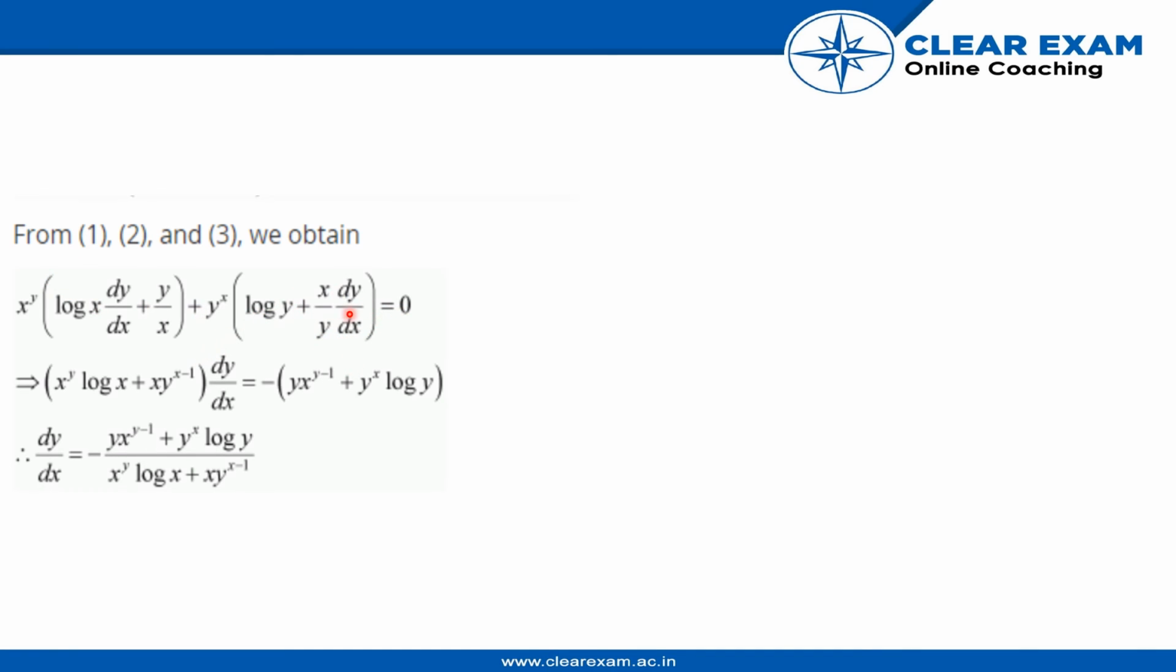Collect dy by dx terms. We get x to the power y log x plus x y to the power x minus 1 into dy by dx equals minus of y x to the power y minus 1 plus y to the power x log y. Hence dy by dx equals minus y x to the power y minus 1 plus y to the power x log y, whole upon x to the power y log x plus x y to the power x minus 1.